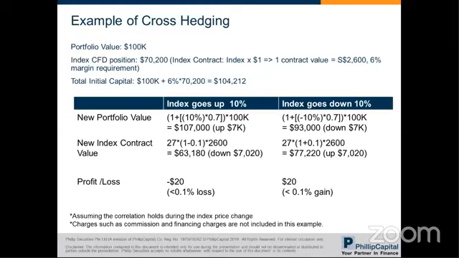On the other hand, if the index goes down, your portfolio value may go down by 7,000. But because you take a short position, your index CFD position goes up by 7K. So this negates each other's price movement and more or less protects your total initial capital. This is how hedging works to protect your portfolio value. Likewise, the correlation is assumed to hold during the index price changes, and charges such as commission and funding charges are not included in this example.